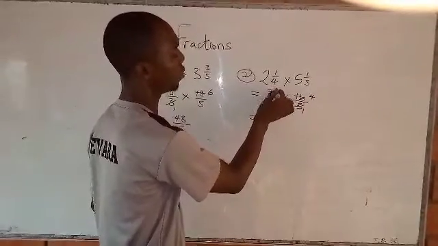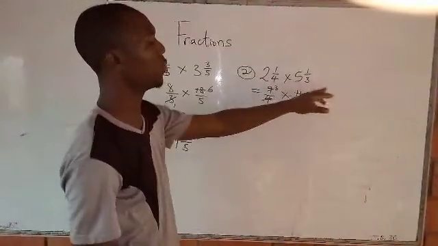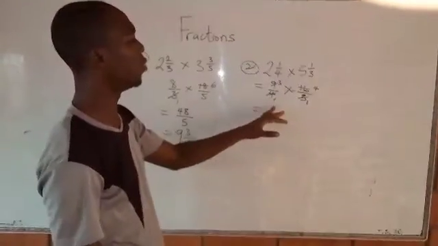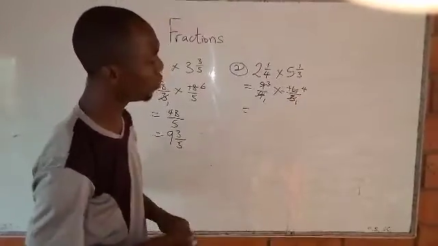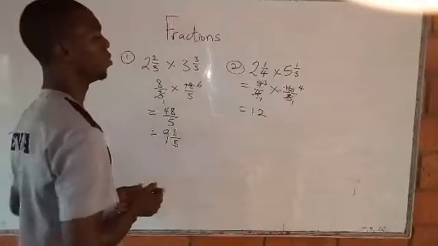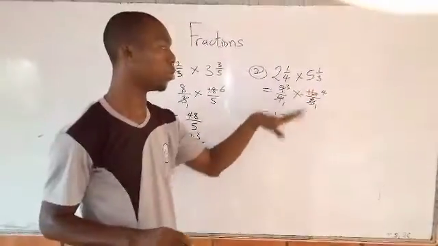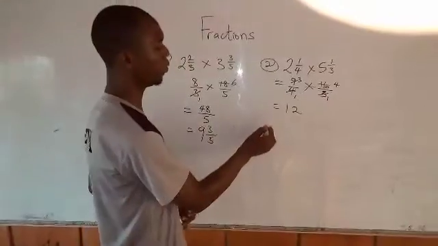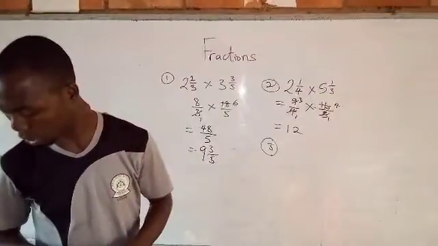3 divides 9, 3. So we can see now that we are left with only 3 and 4 in the numerator. And denominators are 1, 1. So that means there is nothing left for us to divide. So 3 multiplied by 4 is 12. So this is where we are going to stop for this particular question. We've gotten the answer.